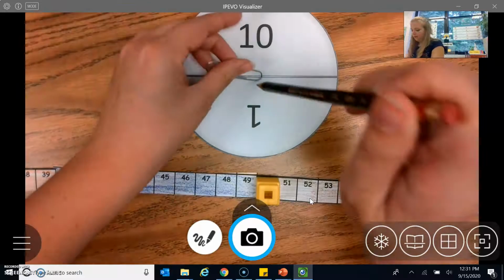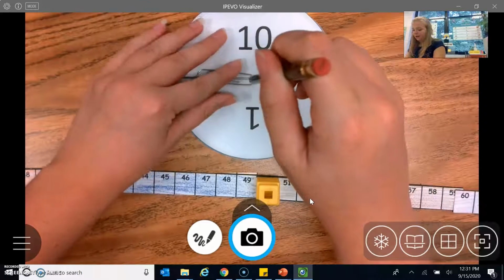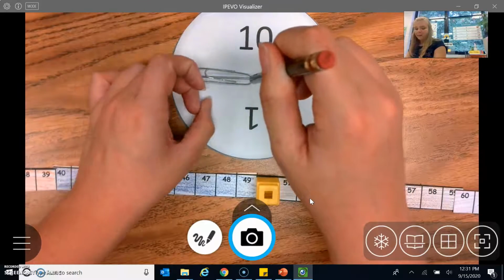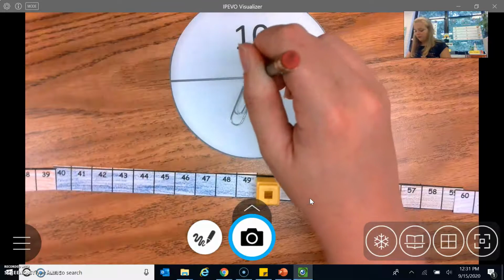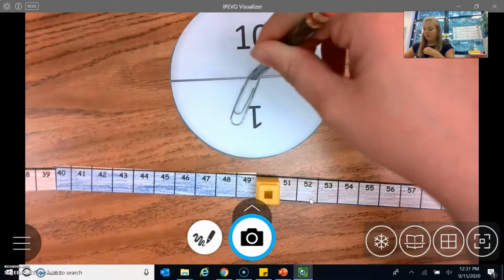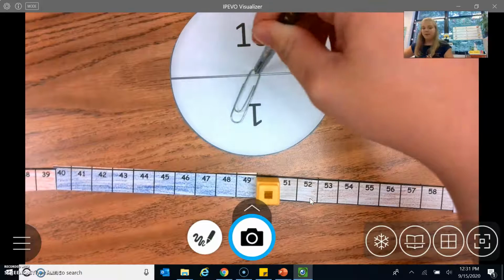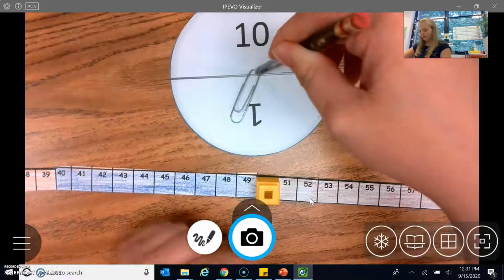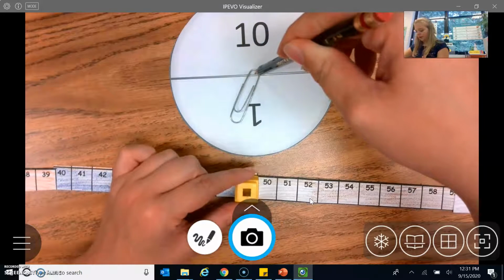So let me get my spinner ready. Remember, I'm going to use the pencil and the paper clip. I'm going to go first. Okay, I got it on 1. I want to get mine to 0, which means I need to go backwards. So I get to go 1 spot towards 0.